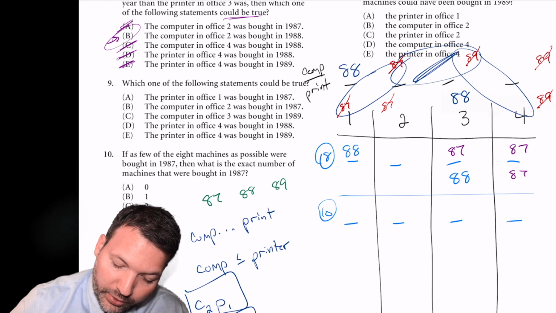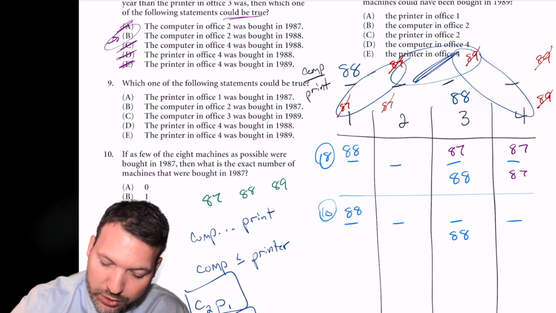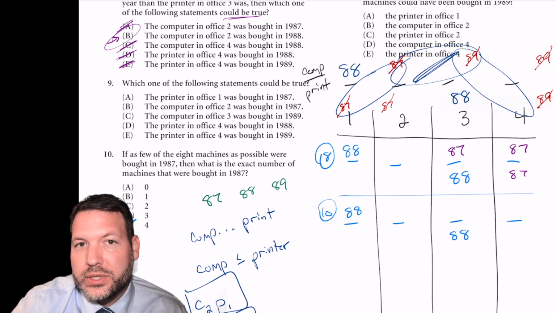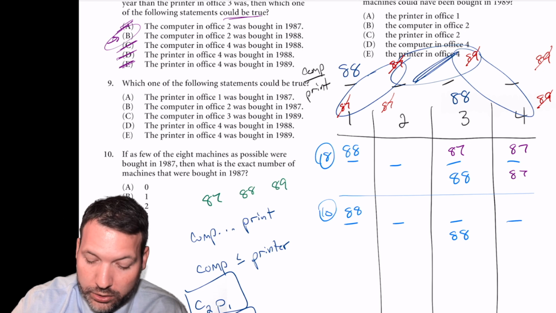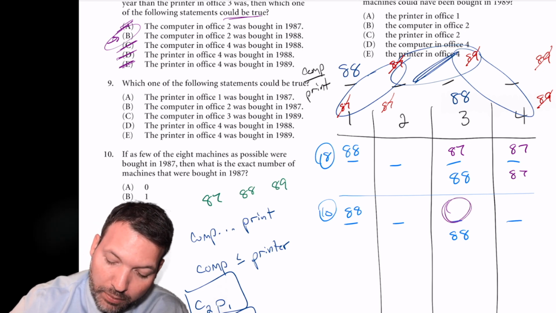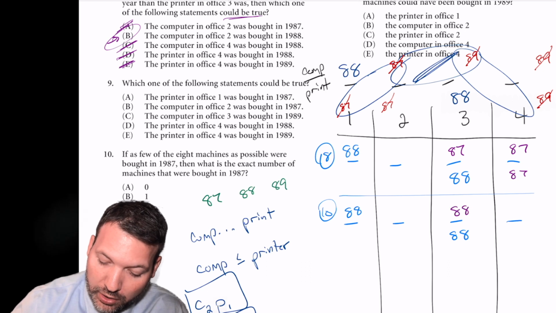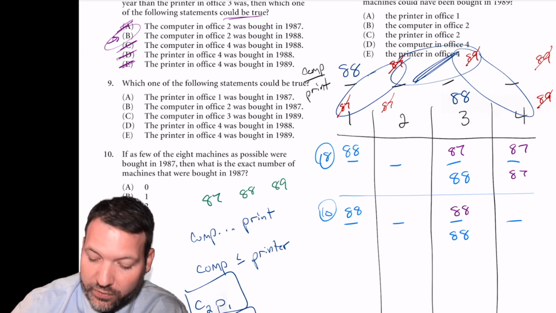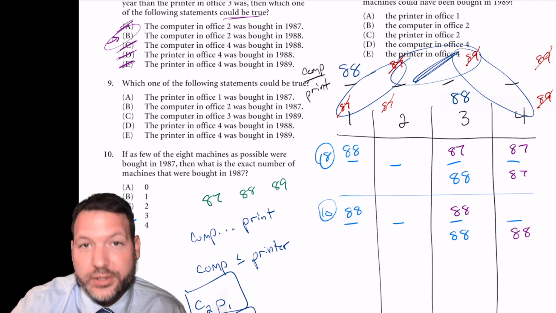Let's bring down what we always know. Computer in Office 1 was 88. Printer in Office 2 is 88. And our goal here is to use 87 as little as possible. So anywhere that we don't have to use it, we're not going to. Meaning as I look at the computer in Office 3, which could have been 87, I'm actually going to try and make it 88 instead. And of course, once that's 88, that means that down here, the printer of Office 4 also has to be 88.